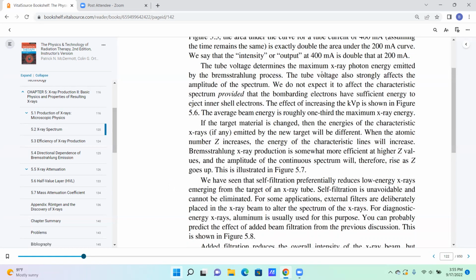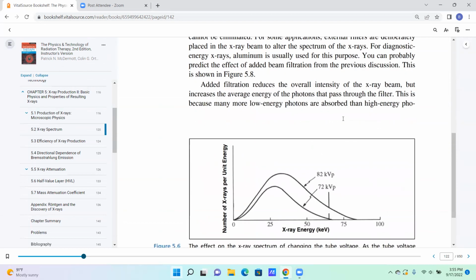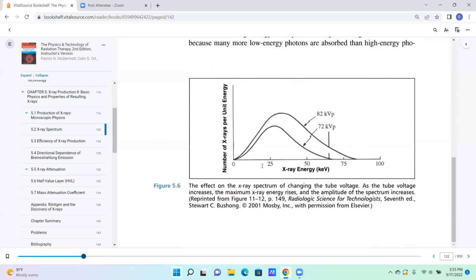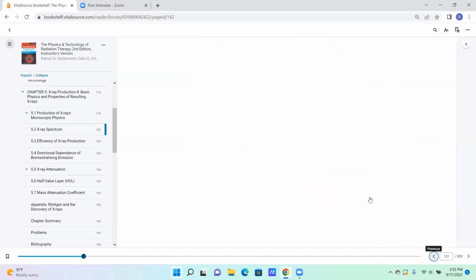The voltage does strongly affect the amplitude of the spectrum. We do not expect it to affect the characteristic spectrum, provided that the bombarding electrons have sufficient energy to eject inner shell electrons. The effect of increasing the kVp is going to be shown here. So you've got the X-ray energy just like what you had before, and you've got the number of X-rays per unit just like what you had before.